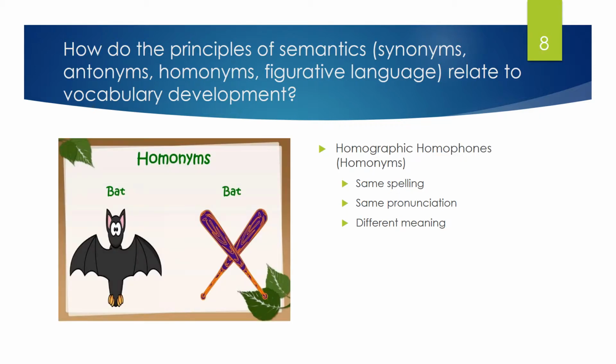These can be really, really tricky. They're known as homonyms, but also known as homographic homophones. These words are spelled the same, have the same pronunciation, and different meanings, like bat and bat. Fly is another one of those.